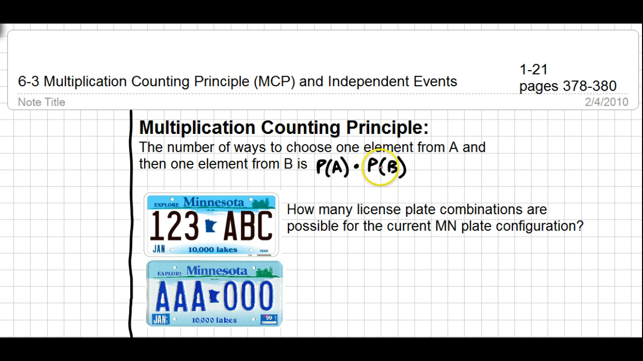You could also multiply the probabilities together. Most of the questions you're going to see here today are going to be just multiplying the elements, not multiplying the probabilities, but know that the probabilities could be another option.